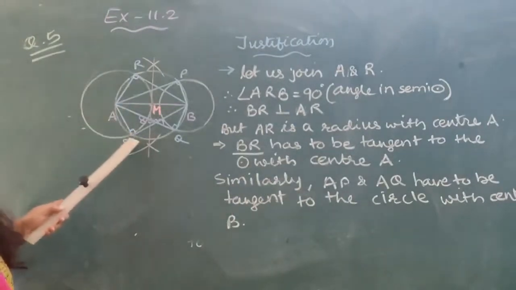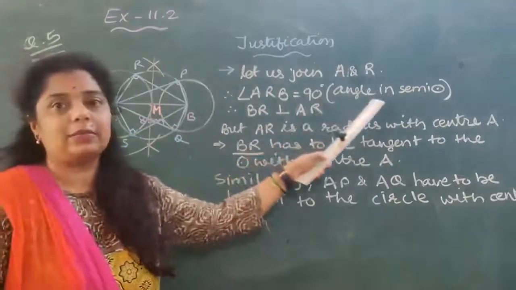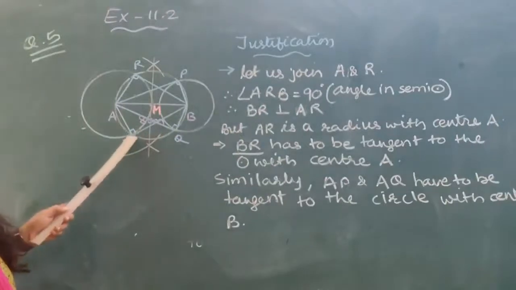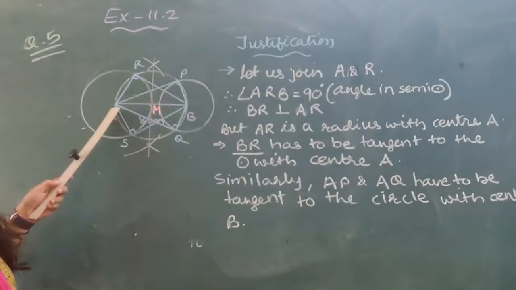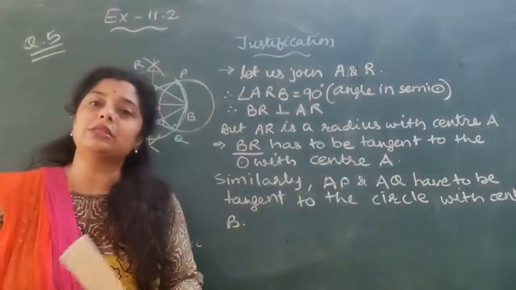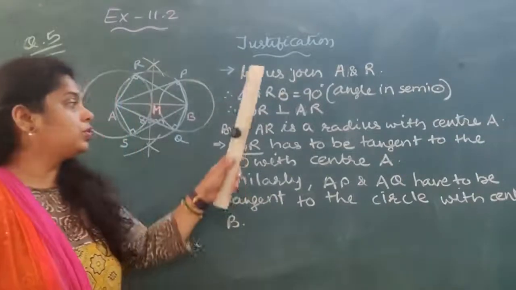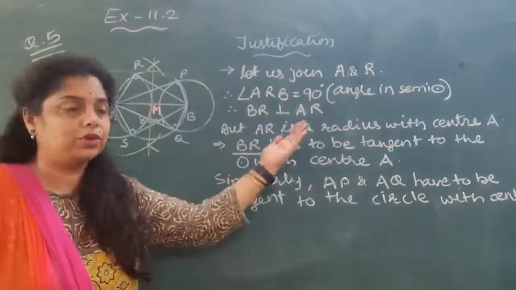So angle ASB is equal to 90 degrees, angle in a semicircle, and BS is perpendicular to AS. As AS is a radius with center A, therefore BS has to be a tangent to the circle having center A. Okay, so this is for the first portion. Now for the second portion.